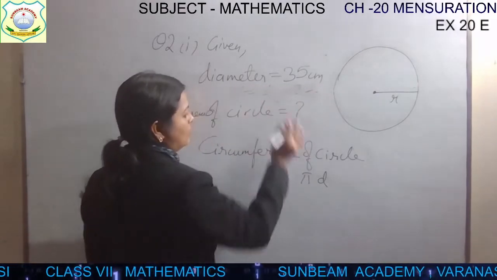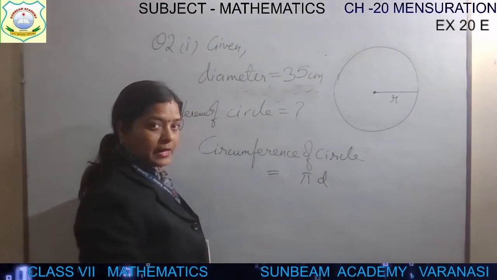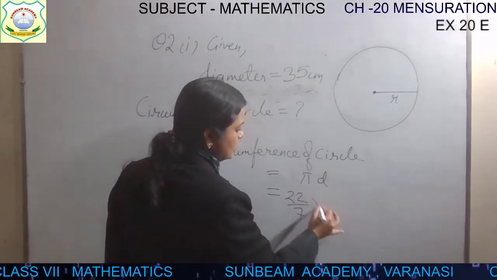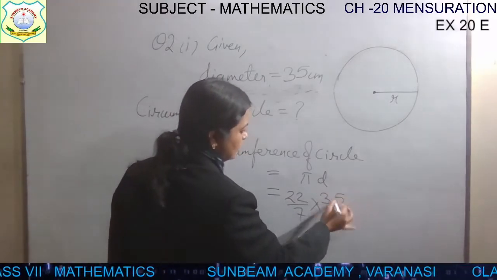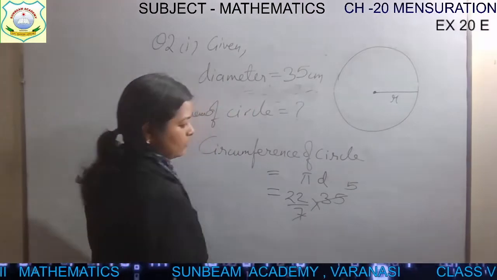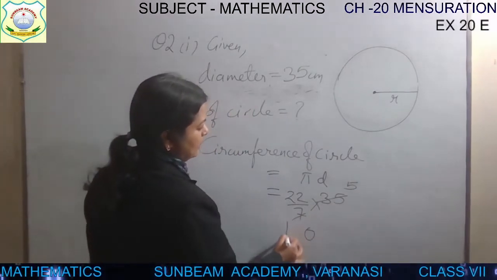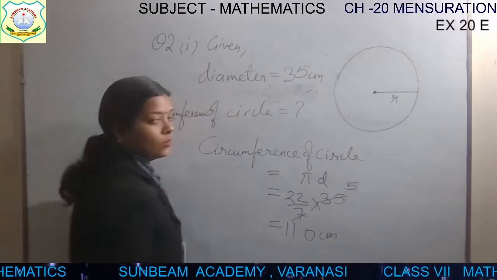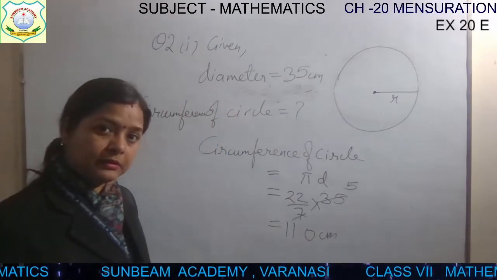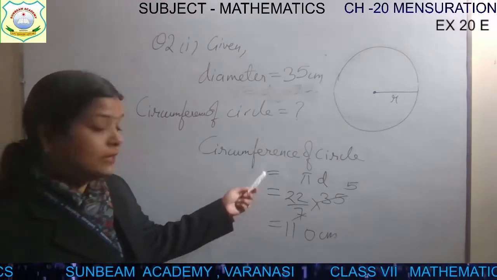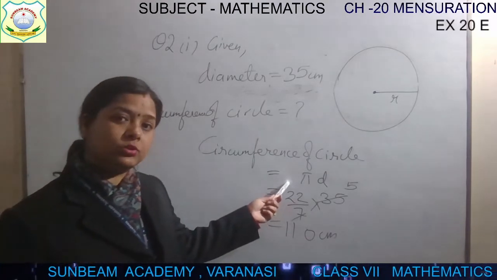I am using pi into d. That is 22 by 7. And what is my diameter? 35 centimeter. So 7 5s are 35. 5 2s are 10, and 1, 11. 110 centimeter. This is the formula of finding the circumference if diameter is known to us.